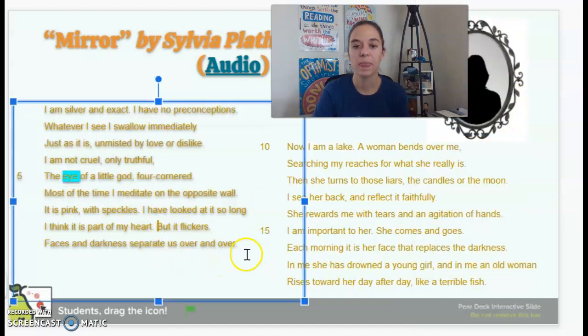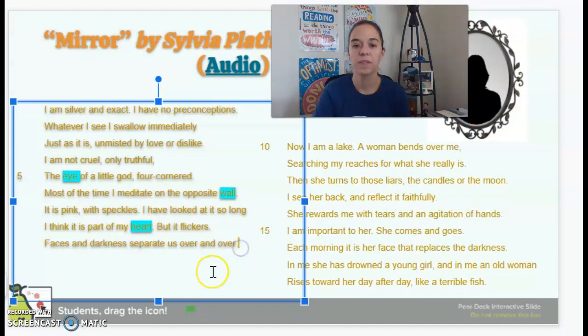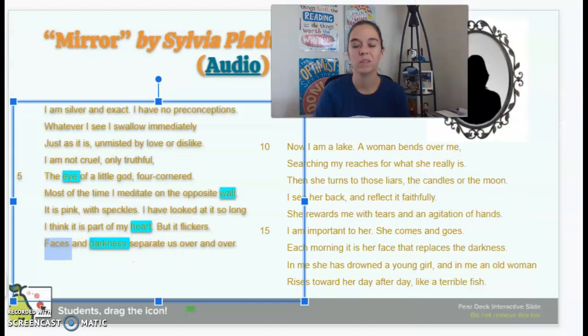Most of the time, I meditate on the opposite wall. Wall, we could say, is maybe a symbol. Let's put that. It is pink with speckles. I have looked at it so long, I think it is part of my heart. Heart could be a symbol for something. But it flickers. Faces and darkness separate us over and over. I think darkness could be a good symbol. Possibly faces as well.